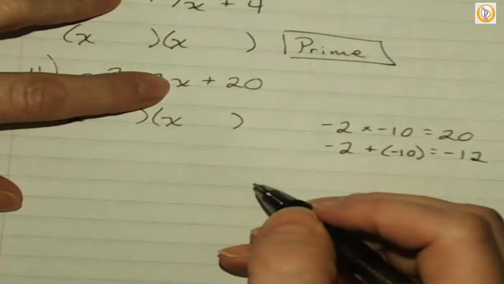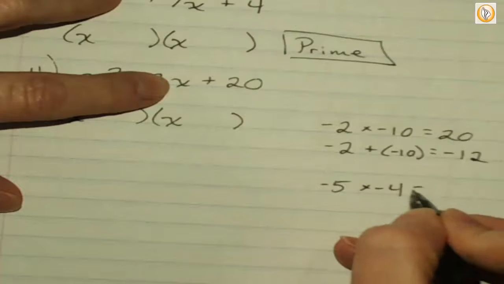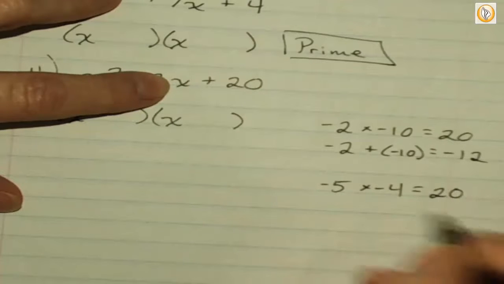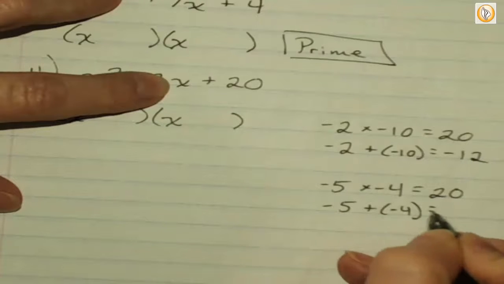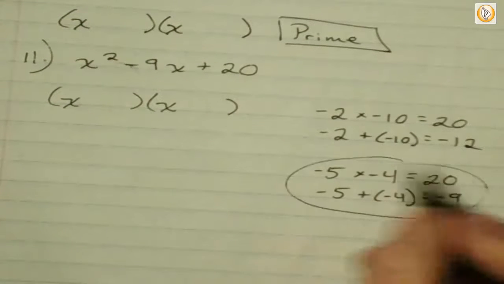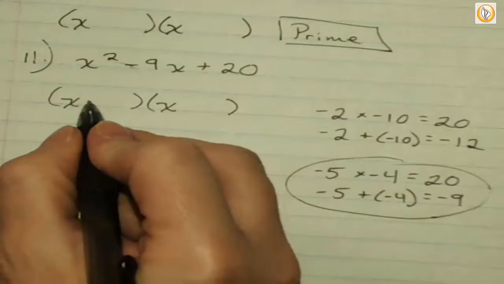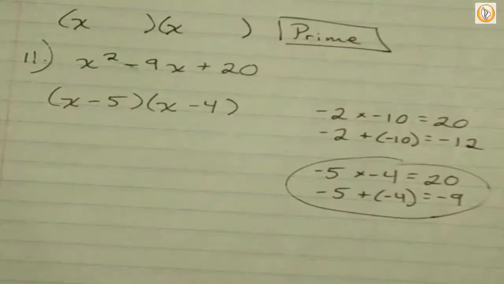So it would be negative 5 and negative 4. Let's see, negative 5 times negative 4 gives us positive 20. If we add them, it gives us negative 9. So that checks. So then I have negative 5 and negative 4.